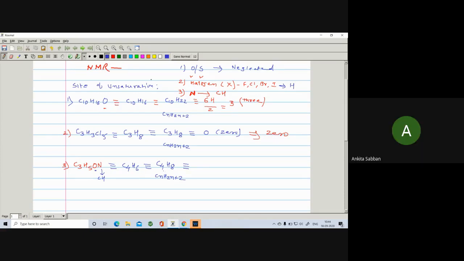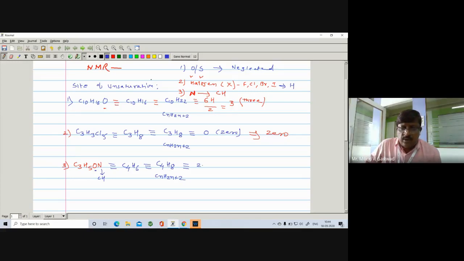It is 2 hydrogen, right? You have to divide by 2. The alkane is C4H10, right? So here is H10, and 10 minus 6 is equal to 4. So here you are having 4 hydrogen, and 4 hydrogen divided by 2 is equal to 2, means it contains 2 sites of unsaturation.